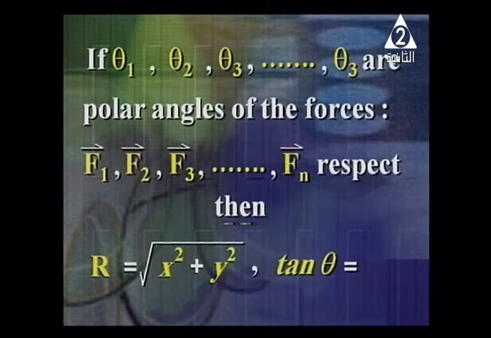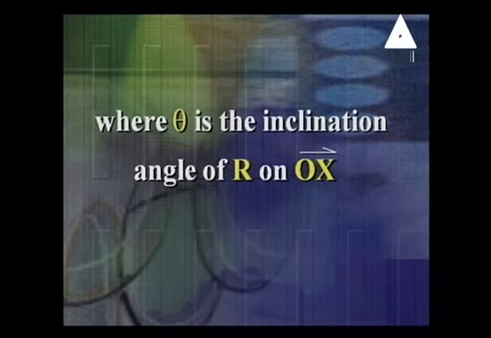And direction: tan theta equals y over x. In this case, we find R and theta. Theta is the inclination angle of R on OX, or the inclination angle between R and F1. F1 represents OX, F2 represents OY.